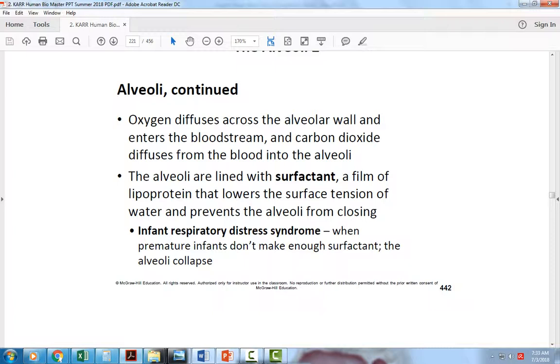So surfactant helps keep the alveoli open and prevents those water molecules from closing them and forming a water droplet inside the alveoli. And babies, when they're born, they don't make enough surfactant, so they have a little more difficulty with breathing, and premature infants need a lot of respiratory support because they don't have that surfactant production complete yet. And they're at risk for lifelong respiratory issues if we can't ventilate them appropriately without damaging the lungs.